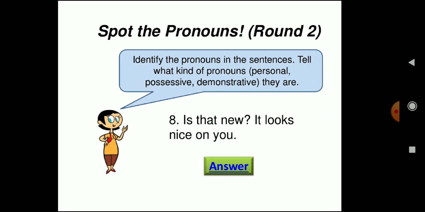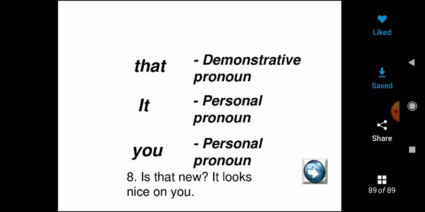And last one. Is that new? It looks nice on you. We are having 3 pronouns, that is that, which is a demonstrative pronoun, it, which is a personal pronoun, and you, which is again a personal pronoun.